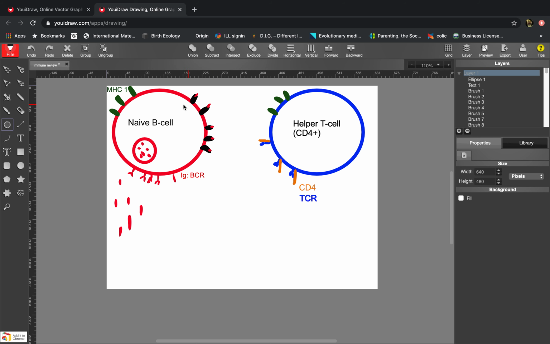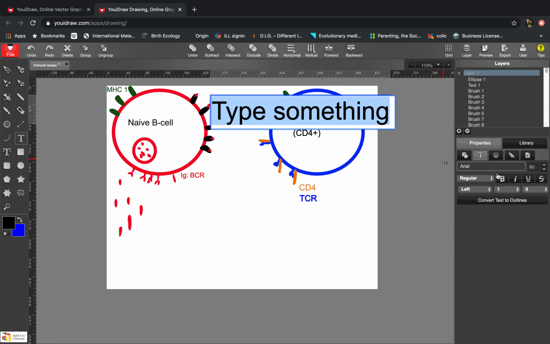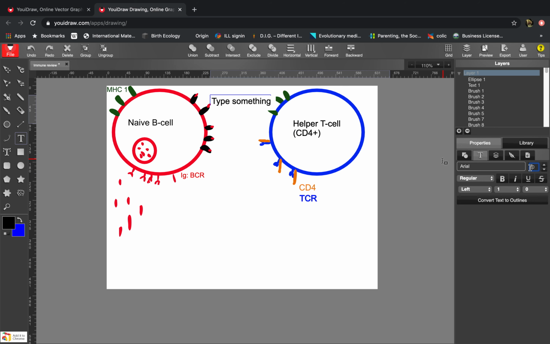Sorry, we've lost the label here. Let me put it back in black. Change the font to 20. MHC2. That's what this one was, right? And actually, I think we had this at 18.